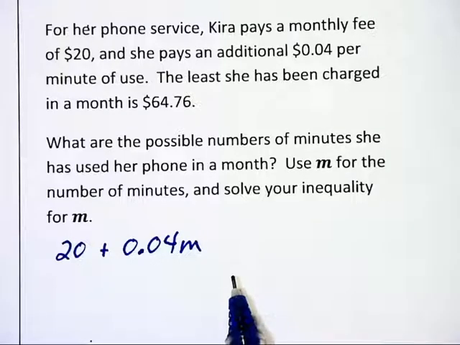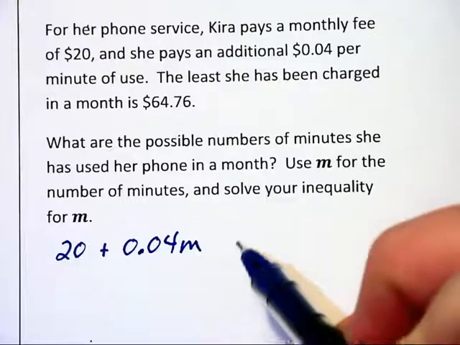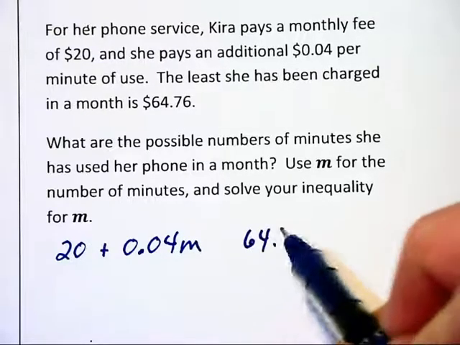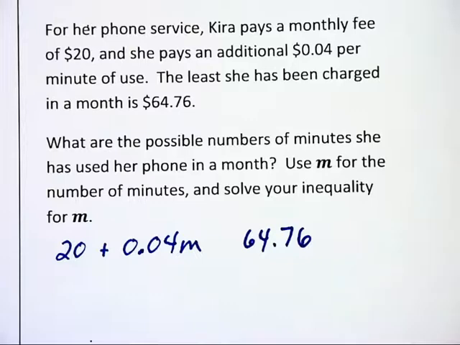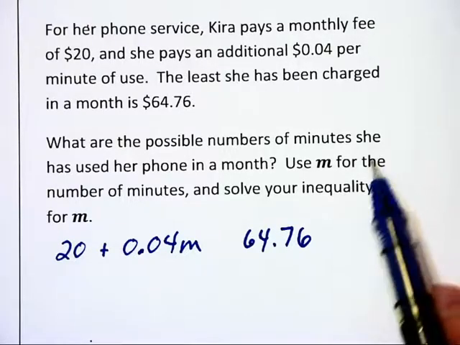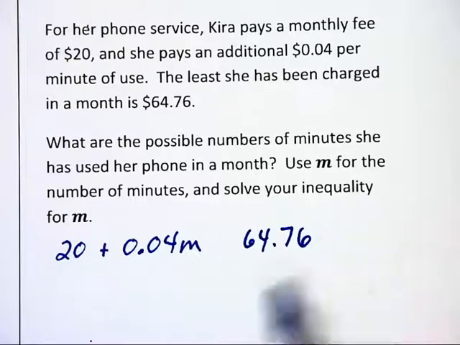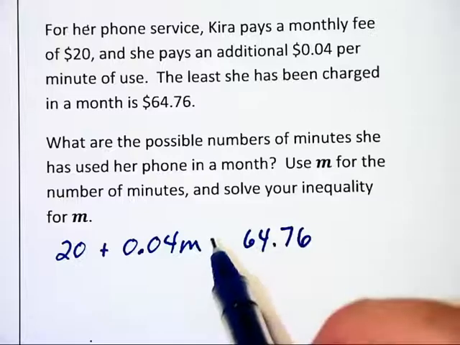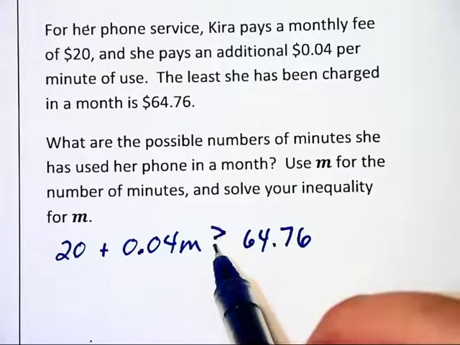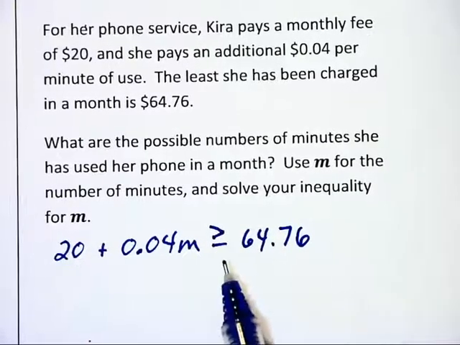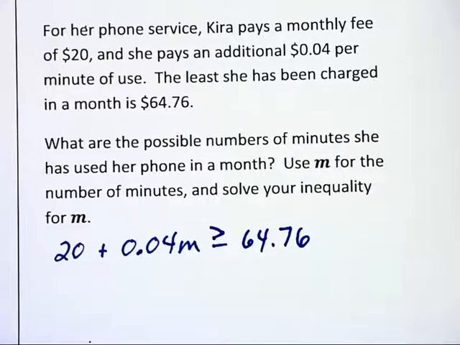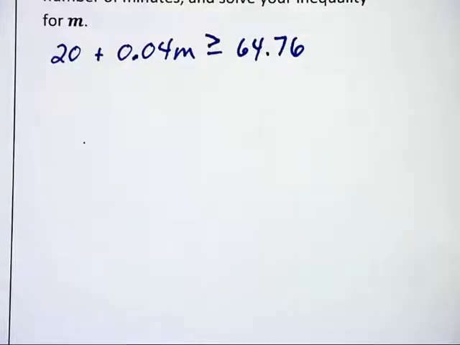The least she's been charged in a month is $64.76. I'll put 64.76 on the right, and we'll figure out the inequality in a little bit. What are the possible number of minutes she has used in a month? Okay, that means this is the smallest. She always has more than or equal to that amount, so that will be the inequality we use for this situation. Now let's subtract 20 on each side.